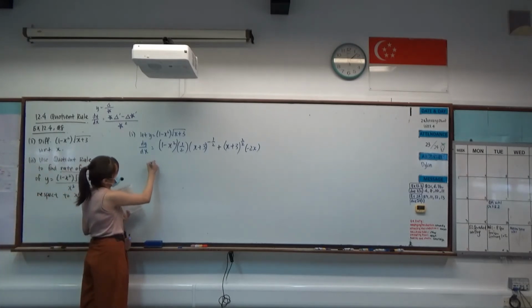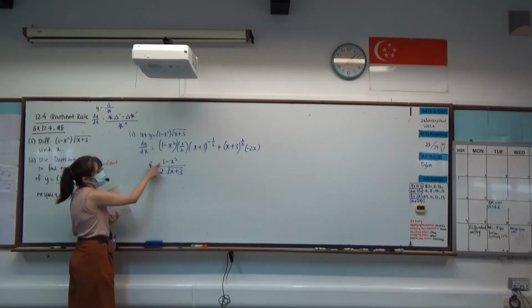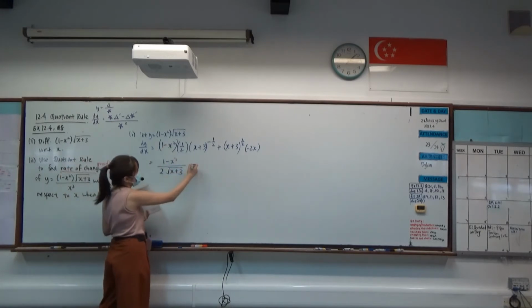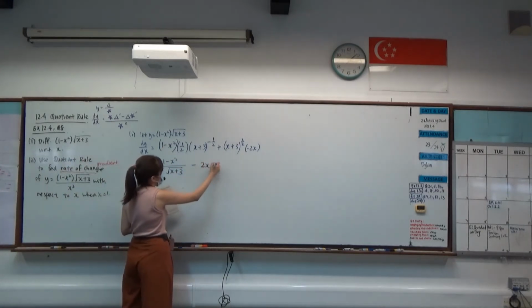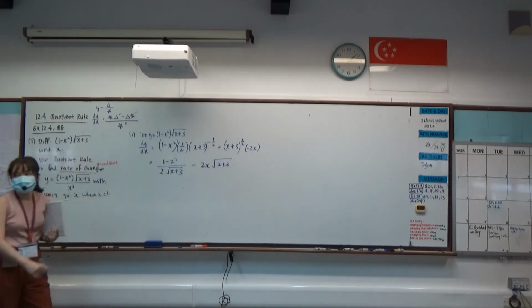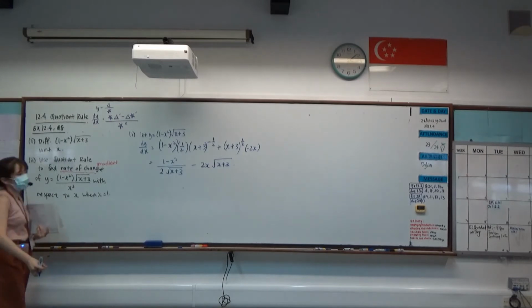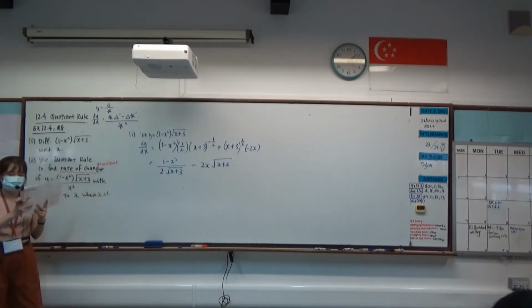Then we can simplify this. We will get 2 square root x plus 3 in the denominator. In the numerator, we have 1 minus x squared for the first part, and in the second part, we can have negative 2x square root x plus 3. So we tidy it up to write it in this manner, in positive index form.